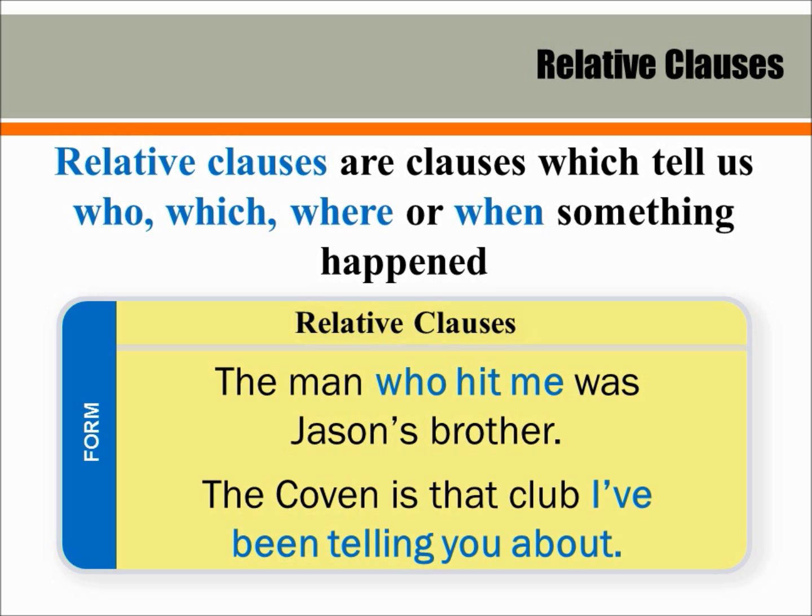"The Coven is that club I've been telling you about." Here, "I've been telling you about" is the relative clause which identifies which club we are talking about. Here, the pronoun "that" has been left out.